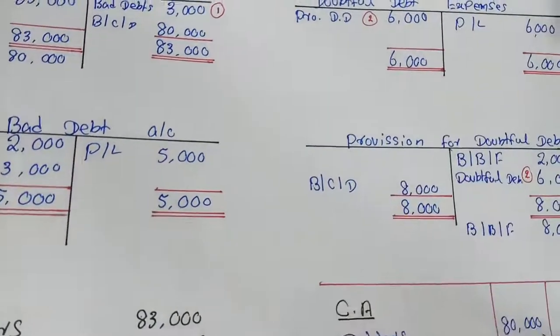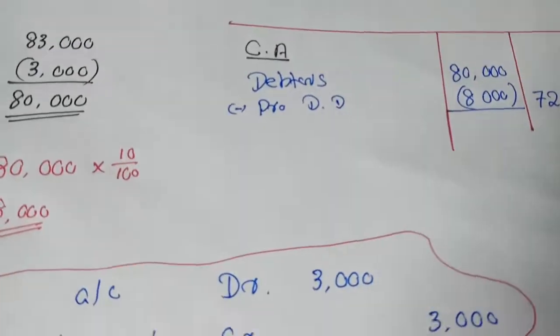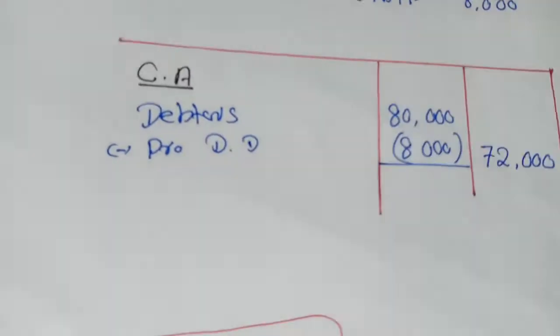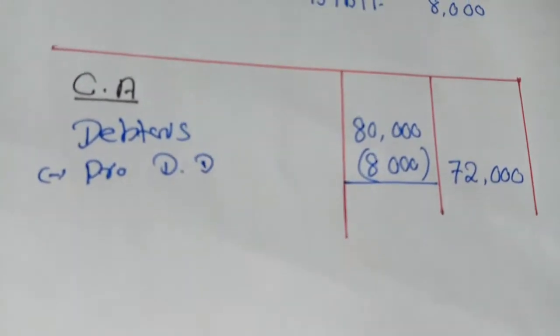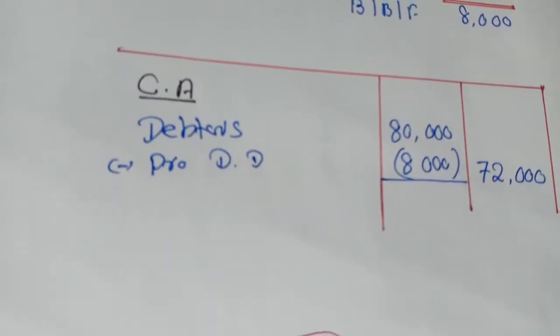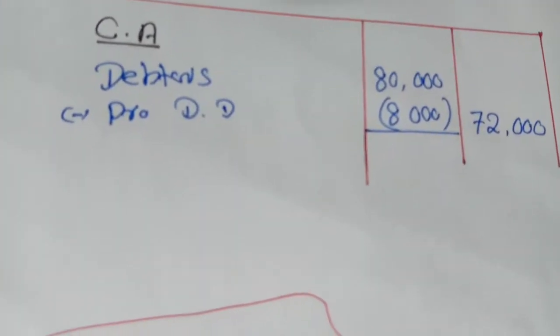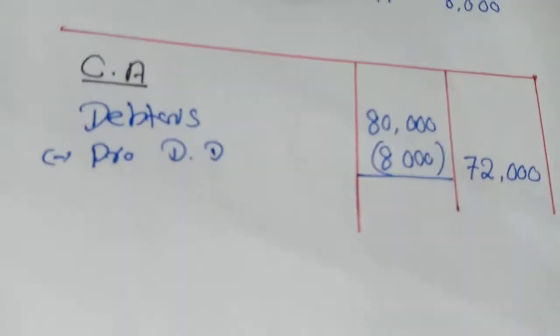When we are going to prepare the financial position, debtors balance should be included in the financial position after deducting provision for doubtful debts closing balance. Not 6,000, closing balance equal 8,000. So therefore 80,000 minus 8,000. As a debtor, 72,000 should be included in the financial position. So right, what is the summary?